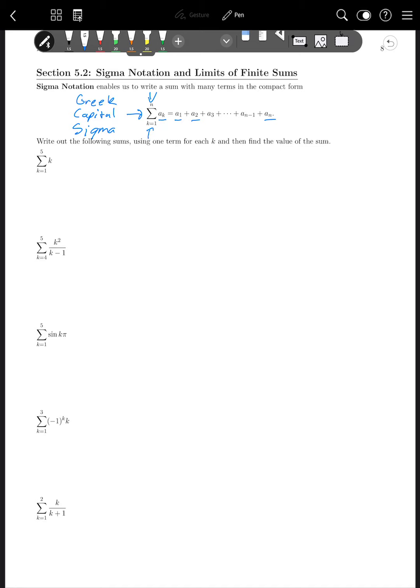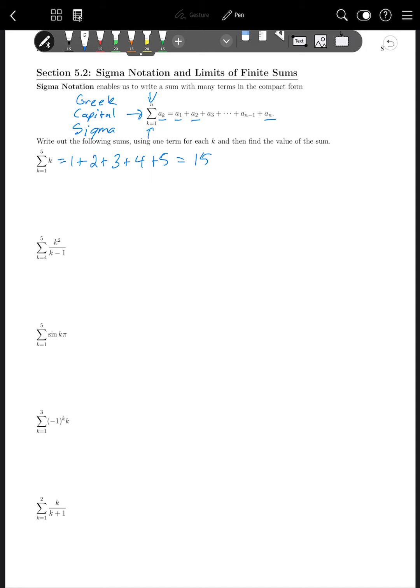In an actual example, if I start at 1 and go to 5 and I want to add k together, that means I want to add the first 5 elements together, where k is whatever element I'm on. I start with k equal to 1, so I plug 1 in for k, and that's just 1. Then I plug in 2 and get 2, then 3, 4, and 5. I add those together and I get 15.